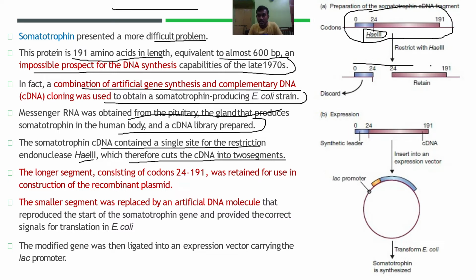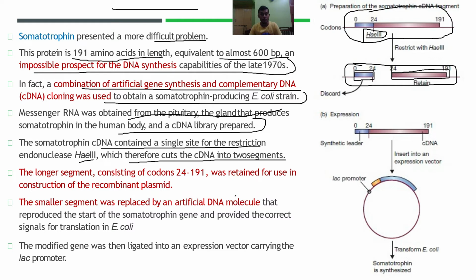You can see here it is cutting the particular cDNA fragment into two fragments of unequal sizes. You can see 0 to 24 base pairs or amino acids in one and the rest of them in the other part. So first is the preparation of this fragment, then with the help of this restriction enzyme, which naturally contains a HaeIII cleavage site, it cuts the fragment into two unequal parts.